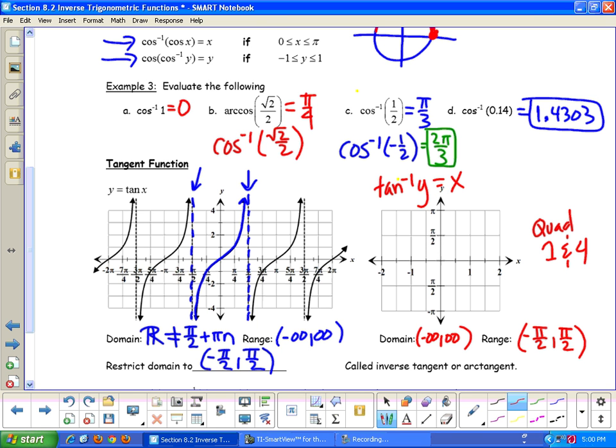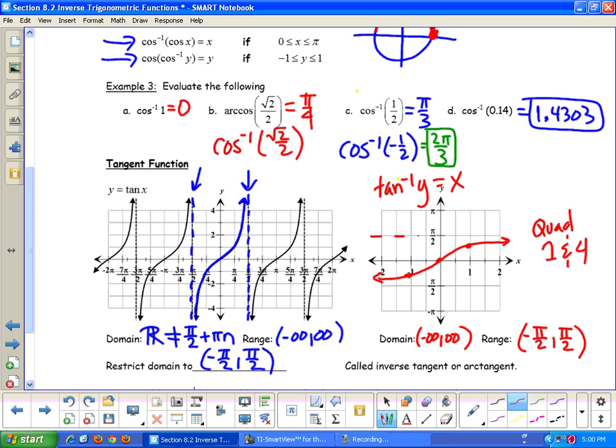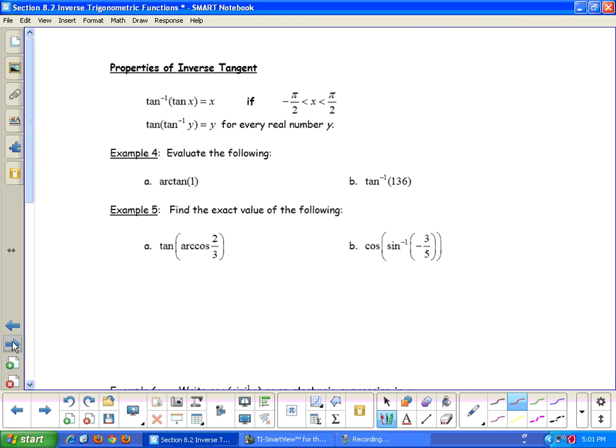So if I graph this, if I have negative pi over 4, negative 1, I'm going to have negative 1, pi over 4 on my graph. So my graph would look something like that, and then I have to have my asymptotes going this way, so it turns your graph sideways. So that would be my inverse graph. It's called the inverse tangent or arctangent, and we can again use the inverse notation, or you can use arctangent. We have properties for the inverse tangent as well that we need to know, which are right here. Let's just do a couple examples of this.